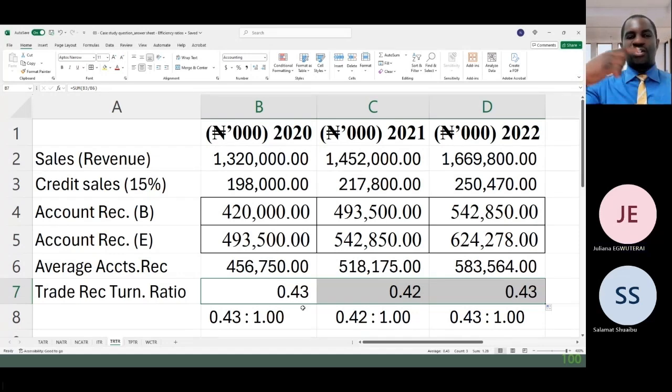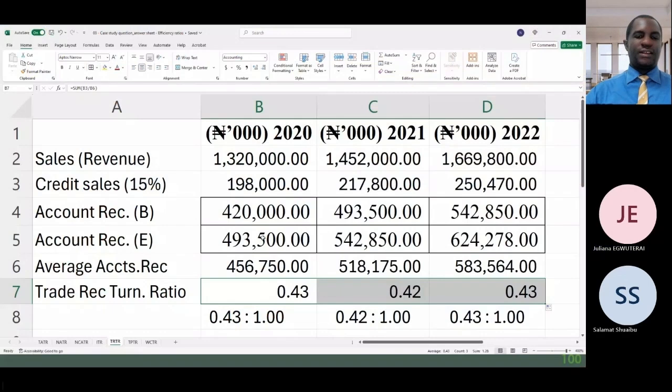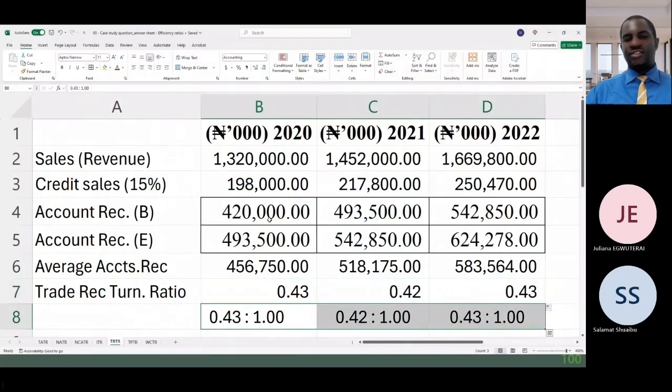So we just swapped the denominator with the numerator. So definitely he must have hiccups with this, showing he's not even up to 1 time. He's able to collect his receivables in a year. So of course, this must be a challenge.